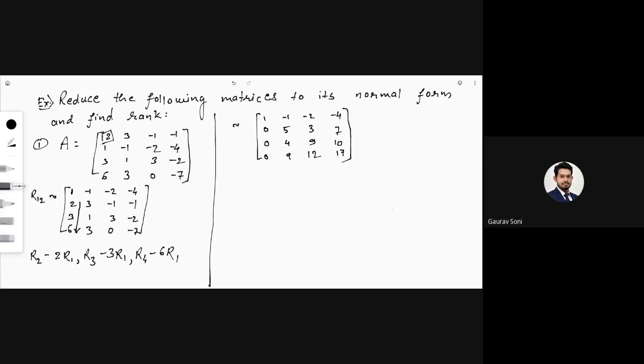Now, what I said, once you get A11 entry 1, you have made all the below entries 0. Now step number 3: use column transformation to make all the entries on the right hand side of 1 to be 0. So we will have C2.